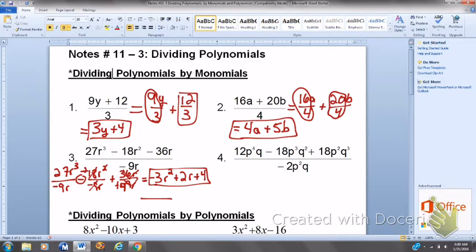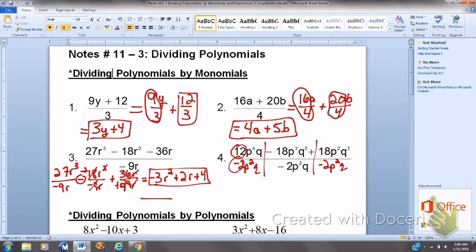Now this one we're going to try not writing all separately. We're just going to imagine we have this divided by negative 2p squared q. We have the 12 divided by negative 2p squared q, then the negative 18 divided by that as well, and then the 18 divided by that as well. So let's look at these individually. Excuse me. So first I'll look at the numbers.